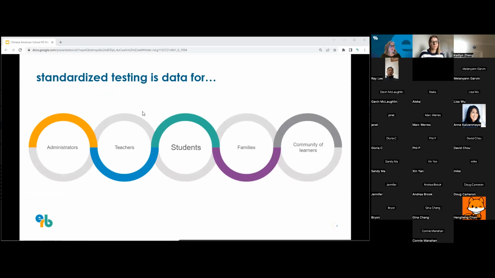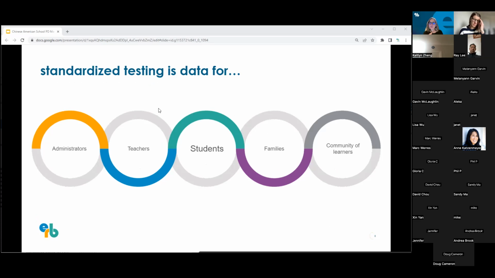In terms of standardized testing data, it's for a wide variety of audiences. It's, of course, for administrators and teachers, as we've discussed, families, which is what we're here to talk about today, and the community of learners. And at the end of the day, it's most important for the students themselves, because this information is helping us understand where they're at in their learning and how we can best support them. And I know I've probably said that like 15 times already, but I just continue to message that at the end of the day, as a company, and certainly the schools we work with, it's what's in service of the students.